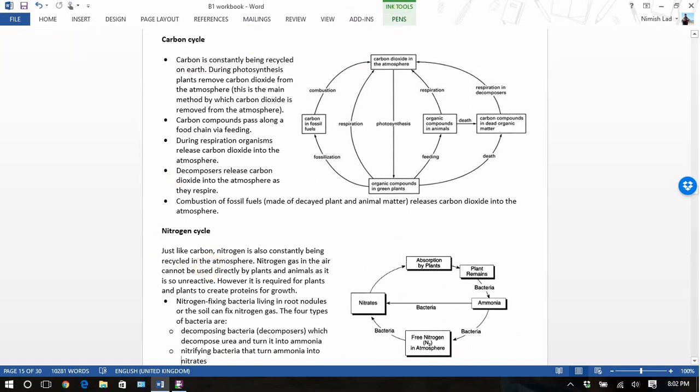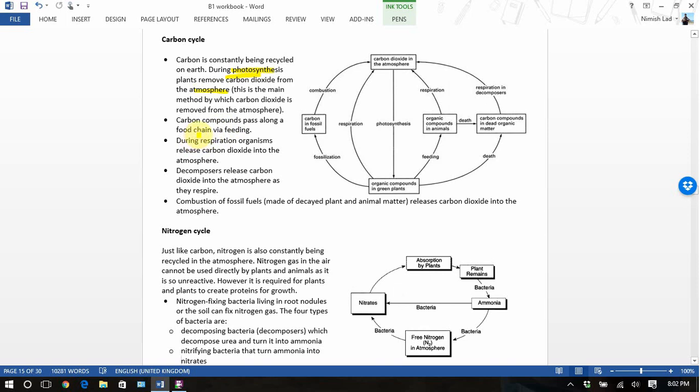Right, it's pretty straightforward. There's stores of carbon on Earth. They're constantly being recycled. Okay, photosynthesis. During photosynthesis, plants remove carbon dioxide from the atmosphere. That's the main process by which carbon dioxide is removed from the atmosphere. Also, it's removed via dissolving in oceans, but that doesn't happen as much as it used to.